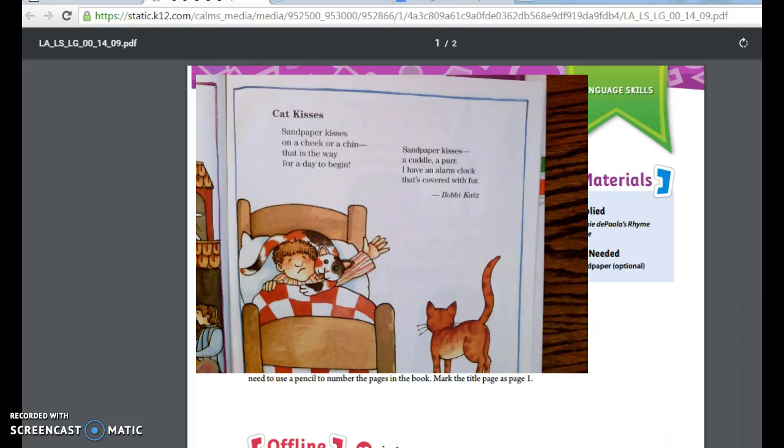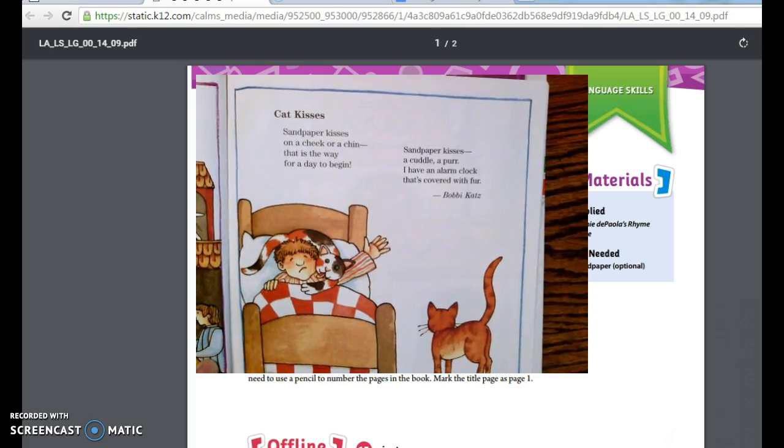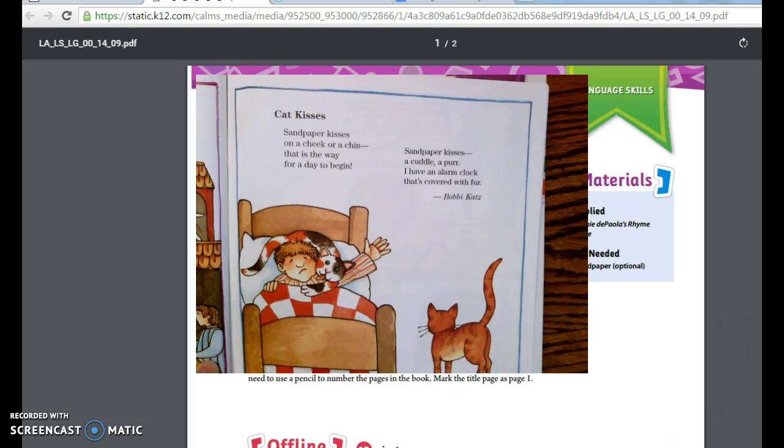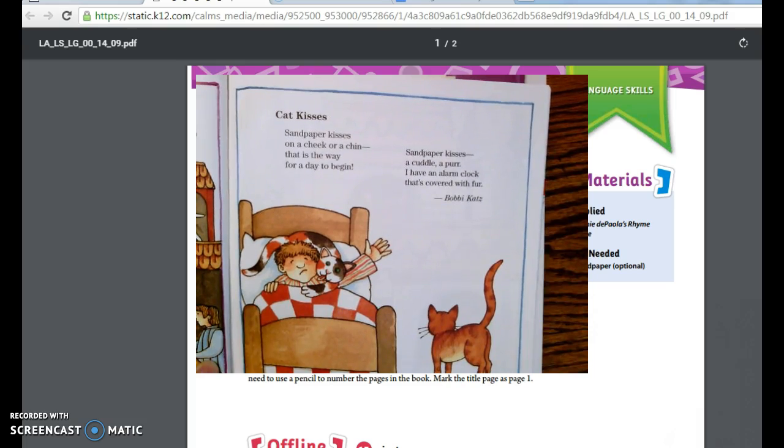So we are going to go ahead and read this poem, but I want you to listen because there is a word in this poem that captures an animal sound. So I want you to see if you can find that as I read this poem to you.